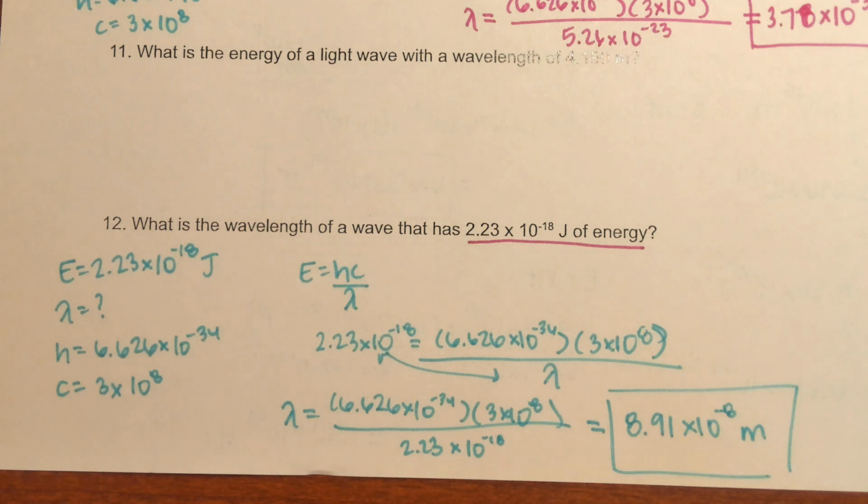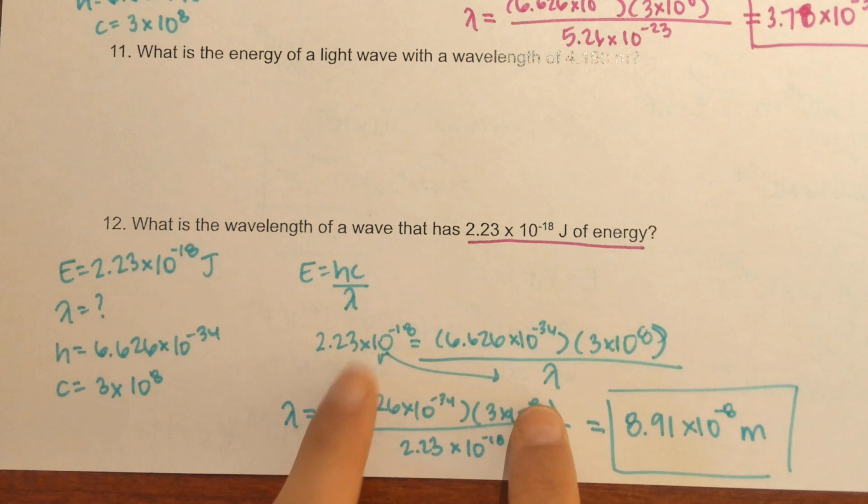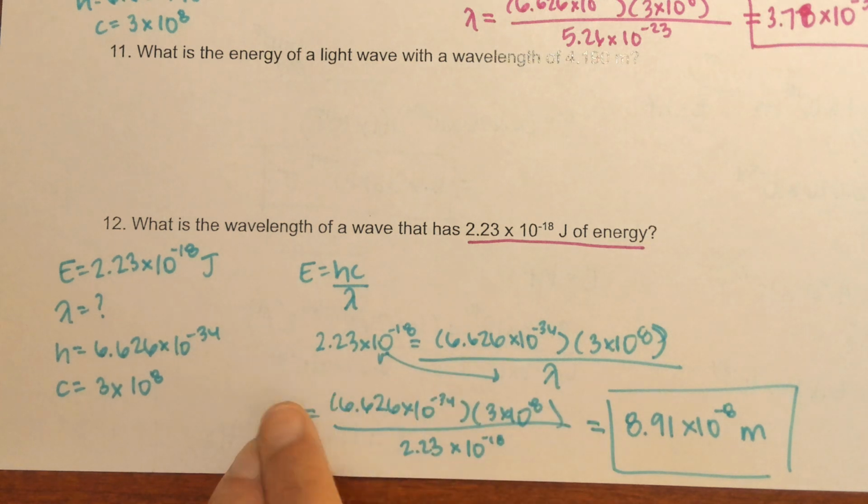Alright, this should be your answer. 8.91 times 10 to the power negative 8 meters. So again, I substitute everything in, and I just switch these Y equals, and then this number goes down here in the denominator. I plug it in, and this should be my final answer.